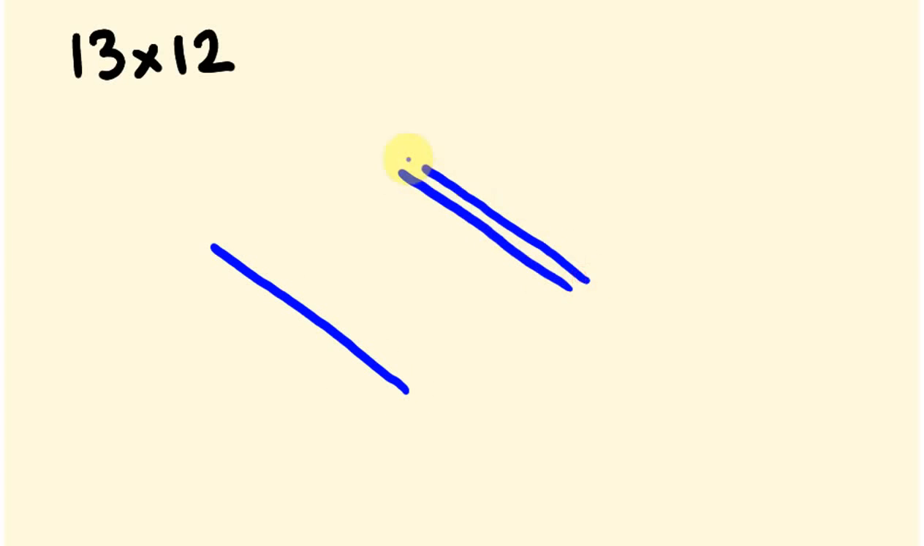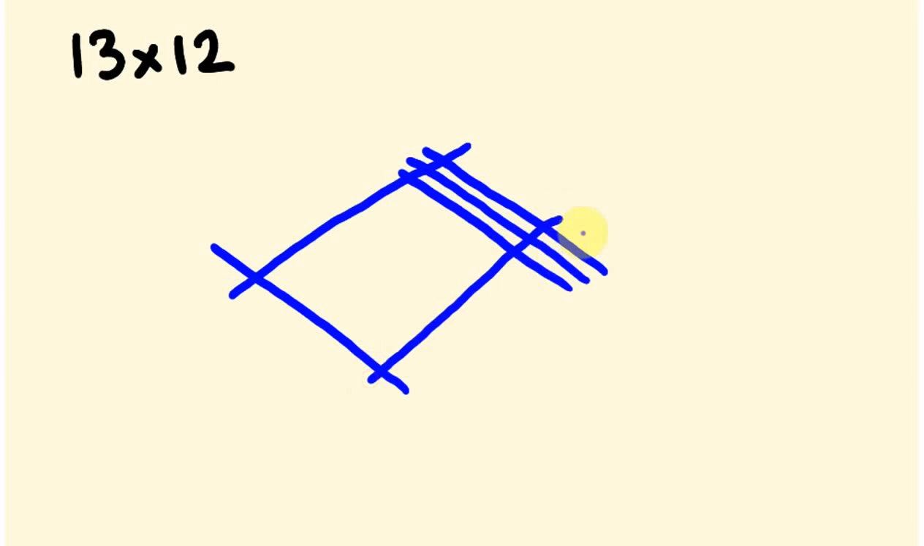Say we had 13 times 12. The way that we do this is as follows. We draw the 13 using lines. We did the 13 like this: 1, and 1, 2, 3. Okay, that's 13. And 12, we do this way: 1, and 1, 2 for 12.